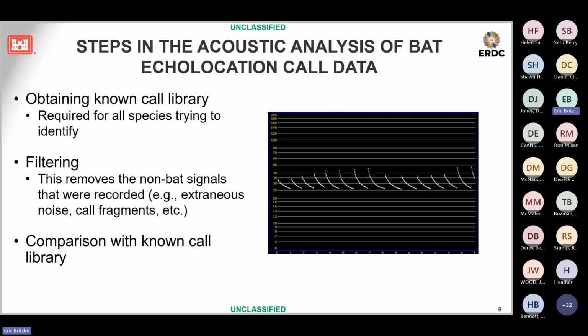You have to remove the non-bat signals that were recorded. This may be extraneous noise. This may be situations where it's actually bat calls, but they're low quality call fragments we have to remove. We have to remove things like echoes. And so we have to clean this up so that we're trying to identify those search phase calls that we talked about last week. And then the last step is obviously comparing that with that call library. And that comparison can be either a visual comparison or a statistical comparison. And we'll get more into that later.